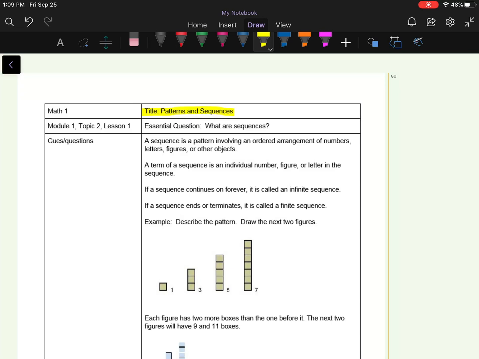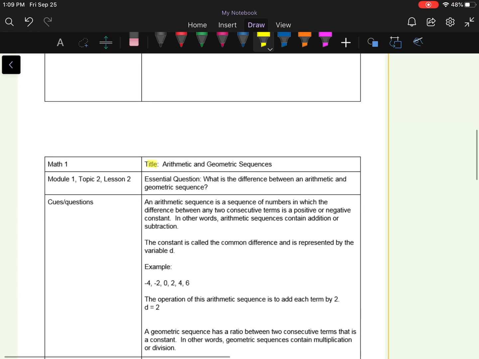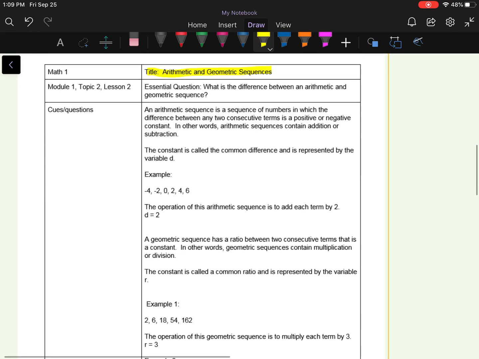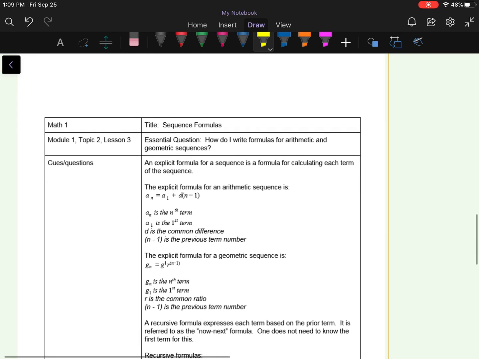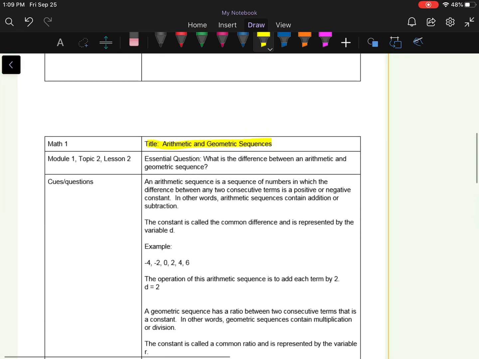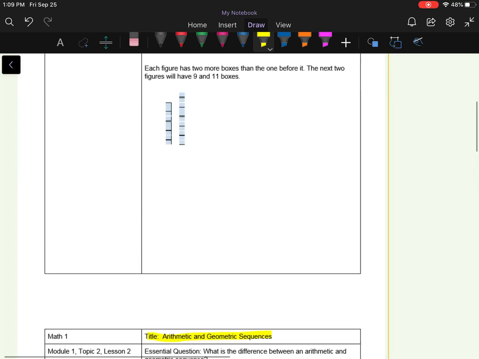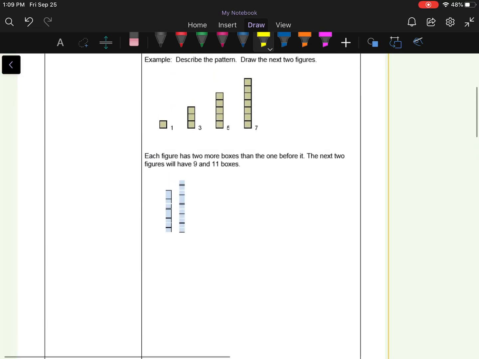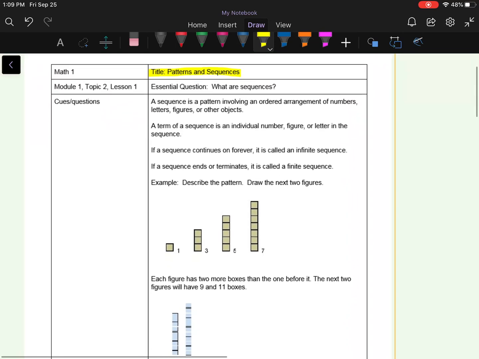Patterns and sequences on day 1. And on day 2, we covered arithmetic and geometric sequences. What we have to look forward to next week is finding sequence formulas. So we could find not only the next term, but we could find maybe the 100th term in a pattern. So we'll learn a little bit more about that next week.